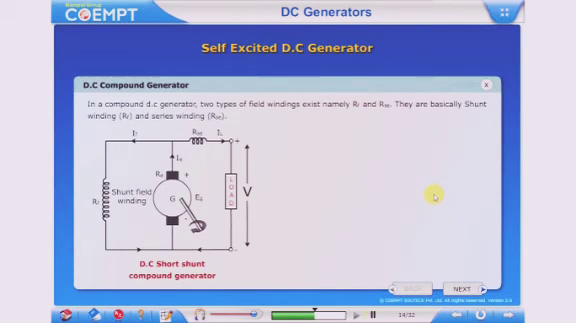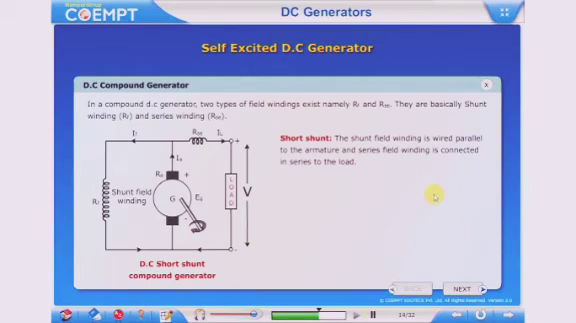Short shunt series field current Ise is equal to IL. Shunt field current If is equal to (Vt plus Ise Rse) divided by Rf. Terminal voltage Vt is equal to Eg minus Ia Ra minus Ise Rse. Power developed in armature is equal to Eg Ia. Power delivered to the load is equal to Vt IL.